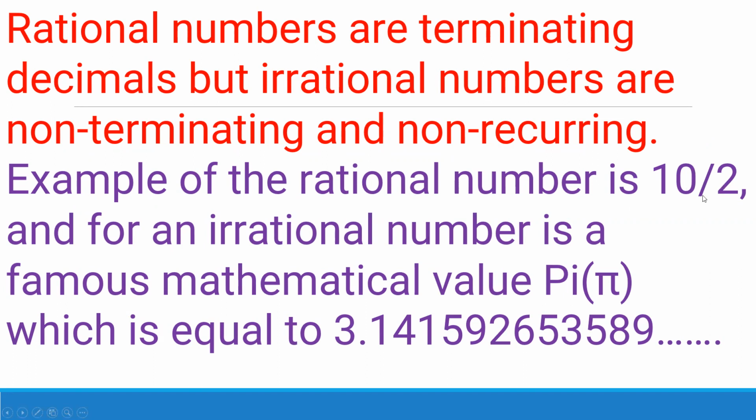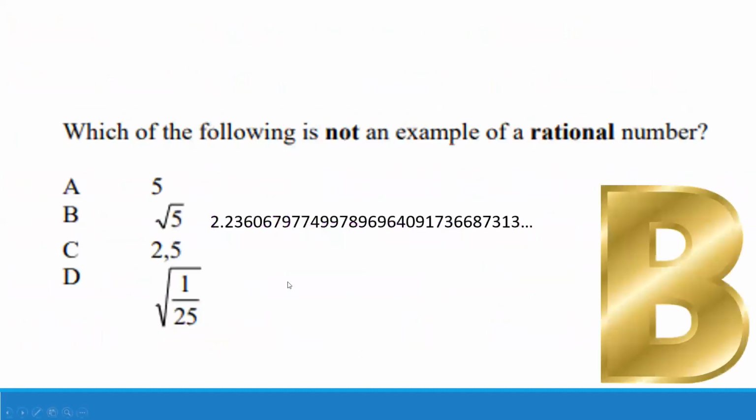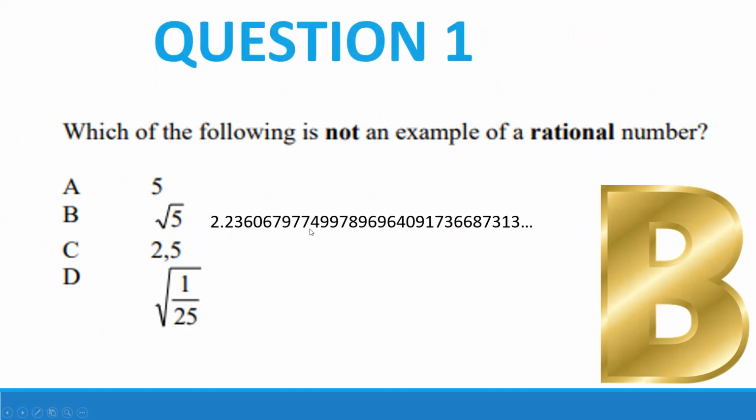You can write 10 over 2, 5 over 1, or you can write the rational number. But the other one, irrational numbers, you cannot write like that. For example, pi is 3.14159, and it carries on like that. You cannot stop that. So please think about that. One more time. Our answer is B.